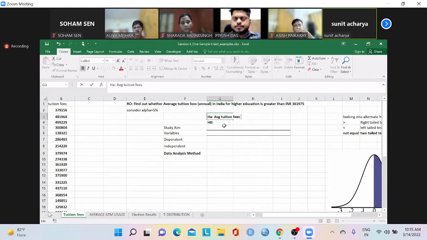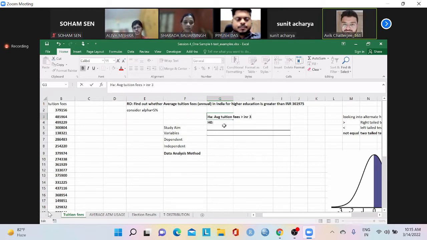No, this is the null hypothesis. It is greater than, it is alternative, and less than is the null hypothesis. Less than is null hypothesis, greater than is alternative.